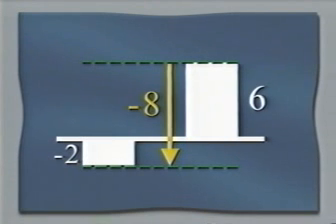Another example is negative 2 minus 6. What do I have to add to 6 to get to negative 2? Well, obviously, I've got to add a negative quantity, and what I have to add is negative 8. So therefore, negative 2 minus 6 is negative 8.